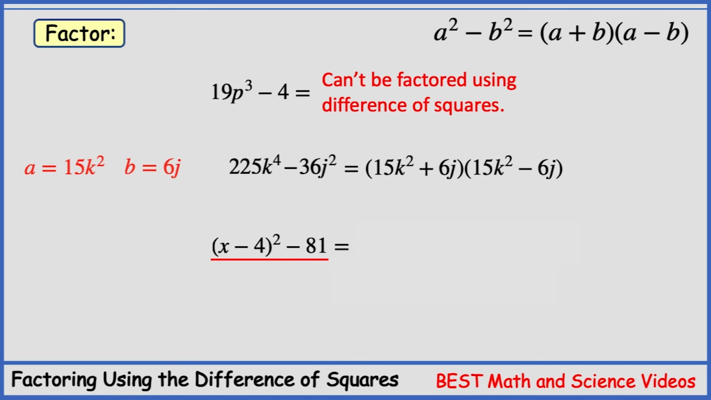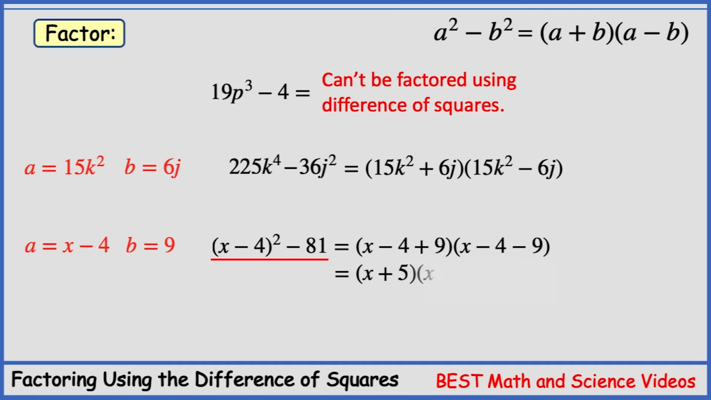This next expression is a little different. How can you factor x minus 4 squared minus 81? The first part is a perfect square if you let a equals x minus 4. And the second part is a perfect square if b equals 9. So we rewrite the expression as x minus 4 plus 9 times x minus 4 minus 9. But don't forget to simplify. The expression then becomes x plus 5 times x minus 13.